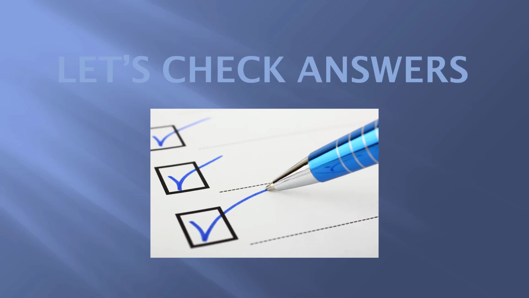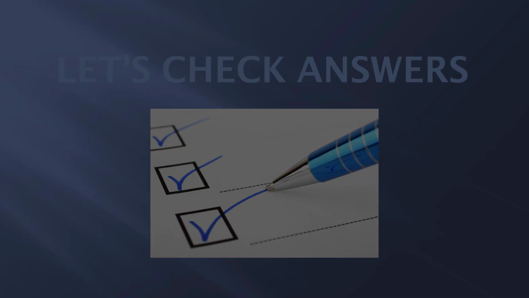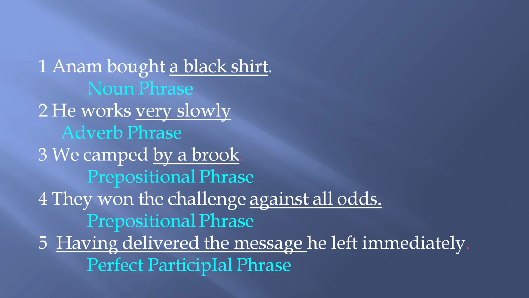Are you done? So let us check the answers. In the first sentence, a black shirt is a noun phrase. In the second sentence, very slowly is adverb phrase. In the third sentence, by a brook is prepositional phrase. In the fourth sentence, against all odds is again a prepositional phrase.